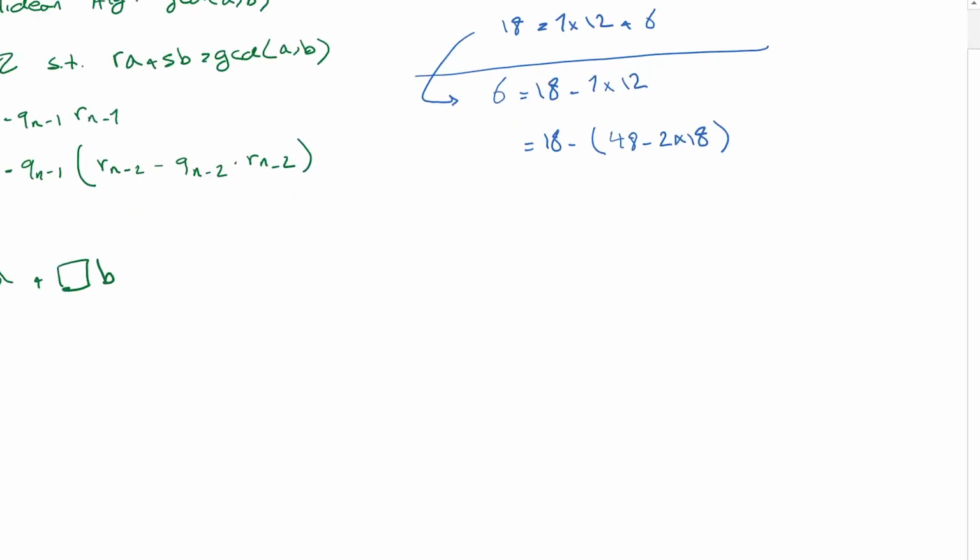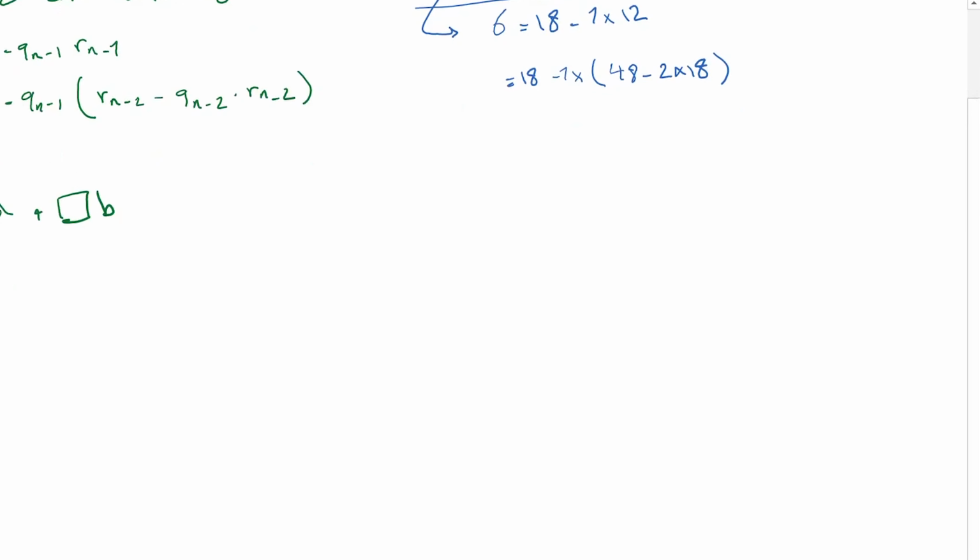Let me just be very concrete with this. So minus 1 times this, that you would see the 1 over here. So then it means that I can say this equals 18. I just do the multiplication, 18 plus minus 48, right? Plus 2 times 18. This is what I get from there, right?